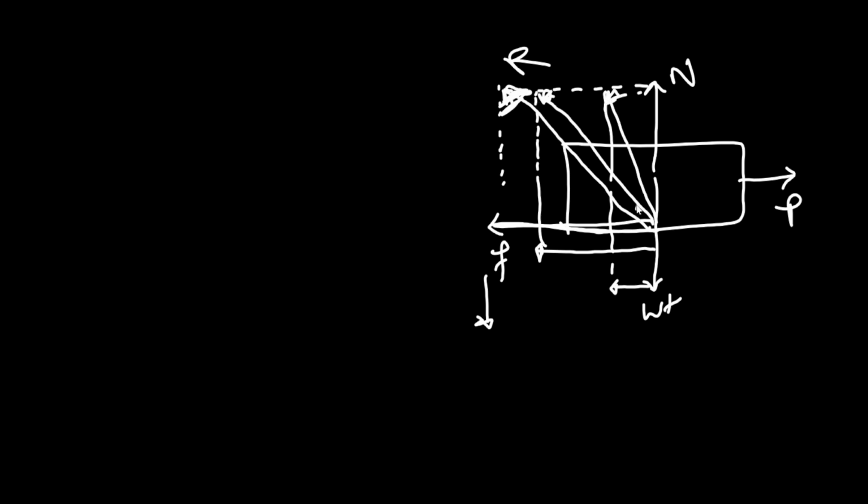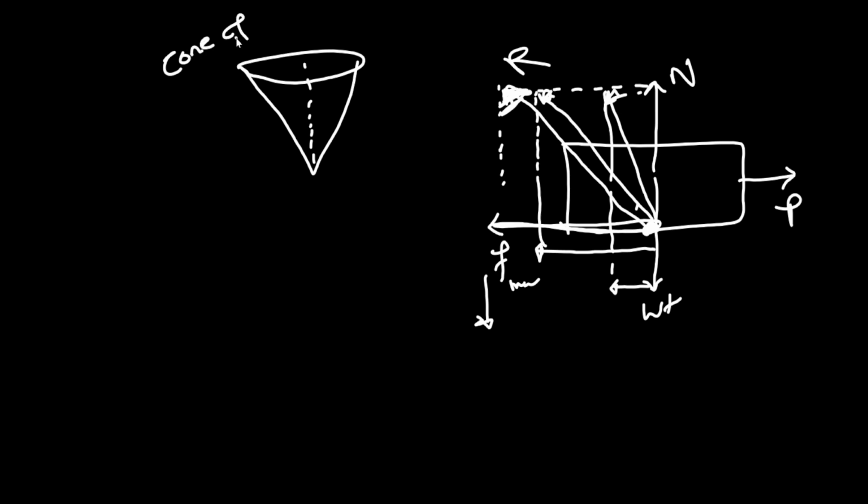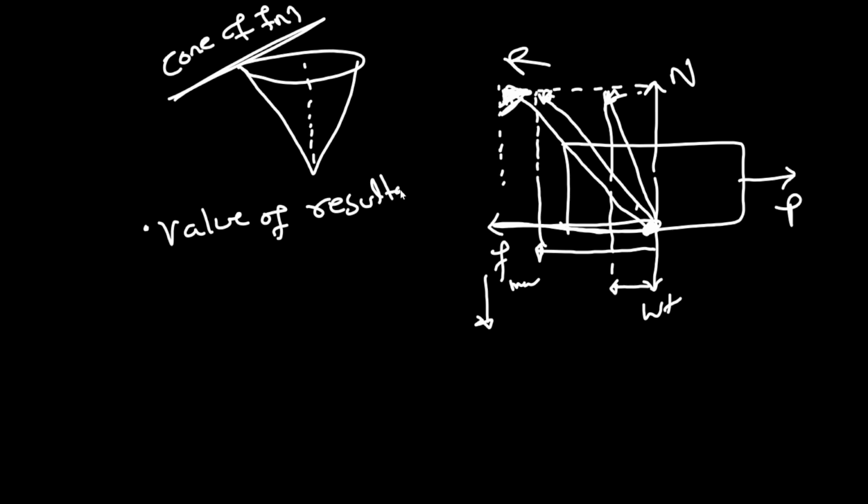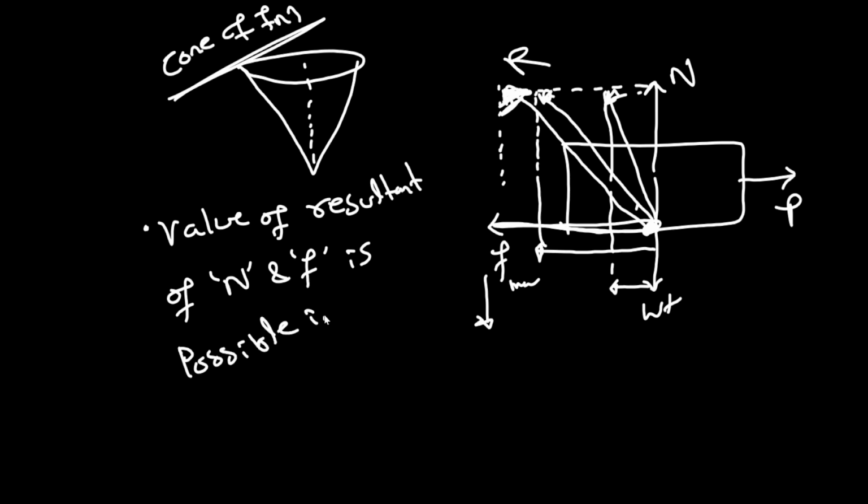Are you getting my point? So this triangle, suppose this is the Fs maximum and N. So you are getting the resultant of this. So he's saying the cone of friction is the region in which the value of the resultant is possible. This is called the cone of friction. In the cone of friction, the value of the resultant of N and F is possible in the triangle, and if you rotate this triangle, you will get a cone. That's called the cone of friction.